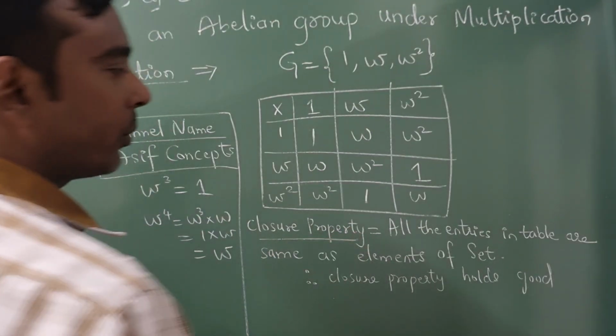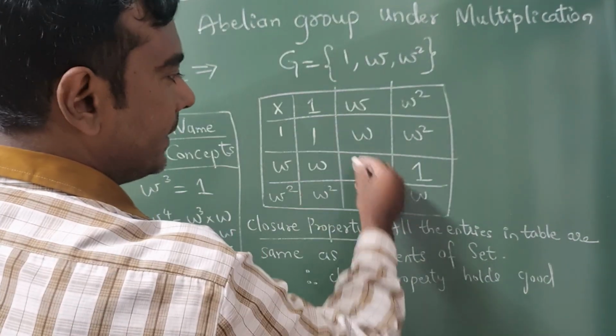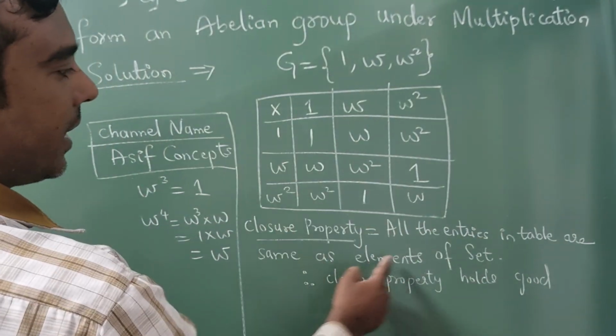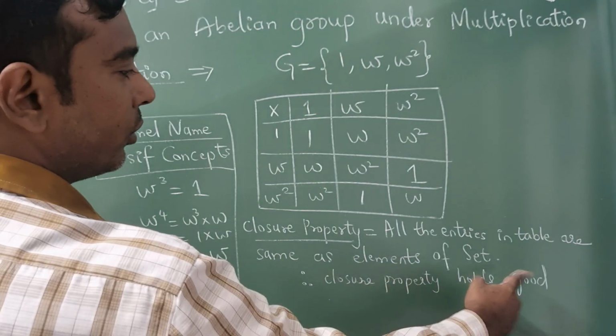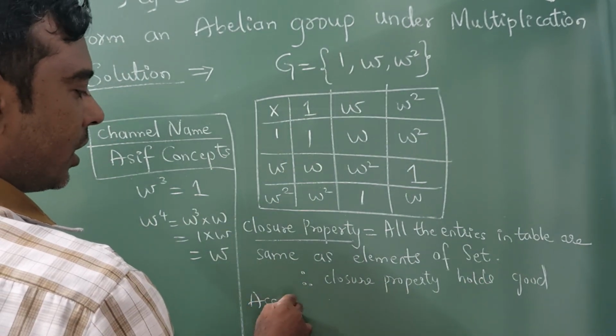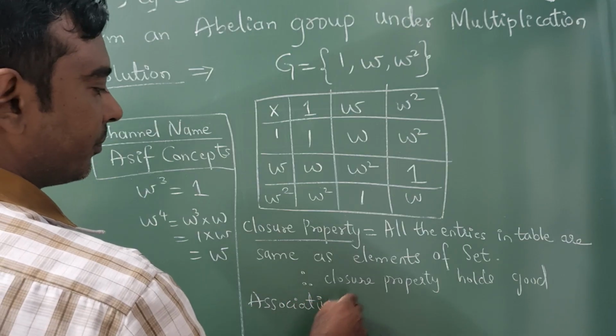Now write the closure property. All the entries in the table are same as the elements of the set. So closure property holds good. Now next comes what? Associative property.